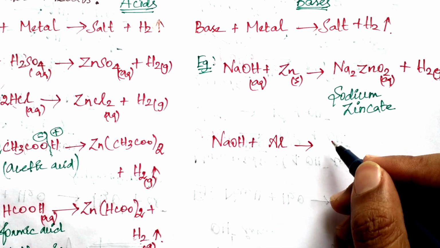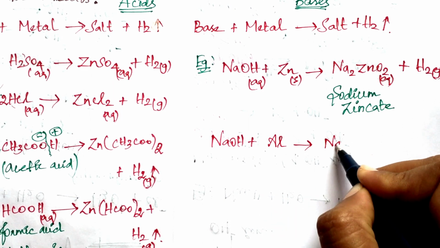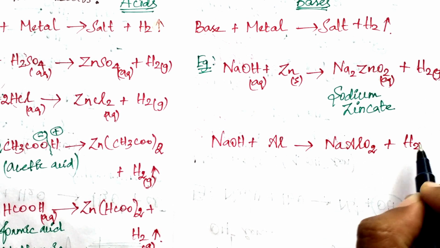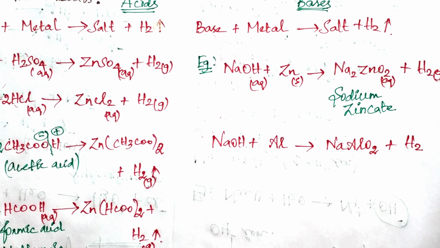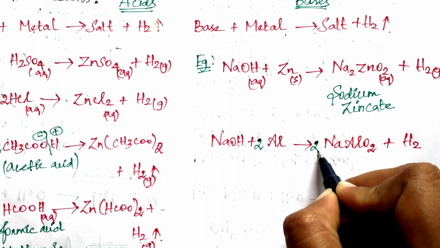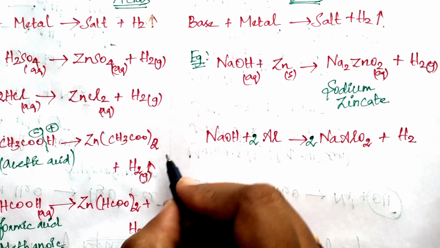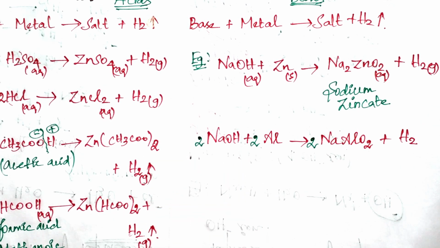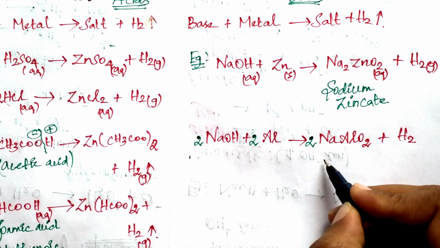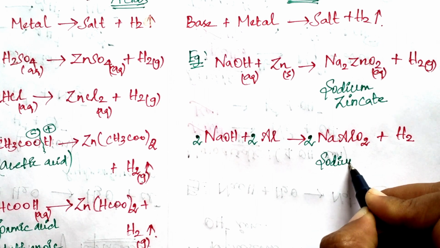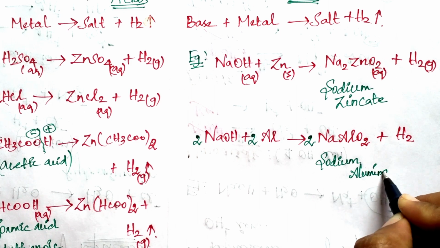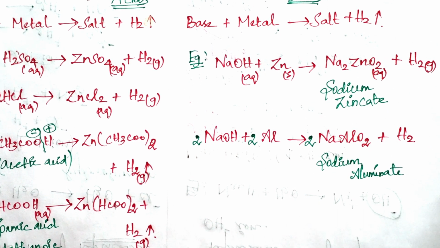It gives sodium aluminate, NaAlO2, plus hydrogen gas is liberated. To balance the equation, see here 2 aluminium, so it forms 2. To balance here also 2. So this is sodium aluminate. Hydrogen gas is liberated in both the cases, but here the formation of salt is a little bit different.